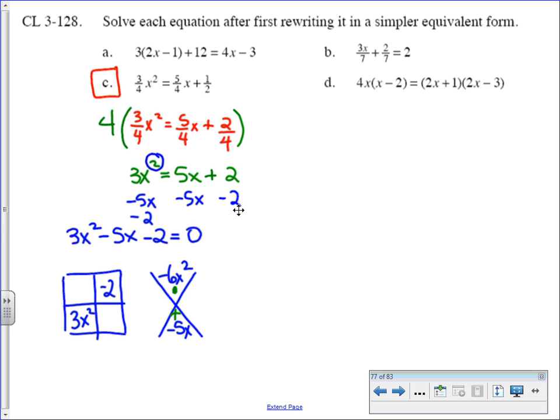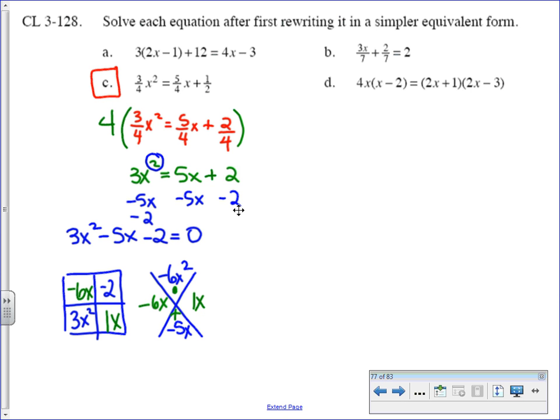Other factors of 6 include 1 and 6. If I take negative 6 plus 1, I get negative 5. And negative 6 times 1 is negative 6 as well. So here's negative 6x and 1x. And I can take those and fill in the rest of my area model.